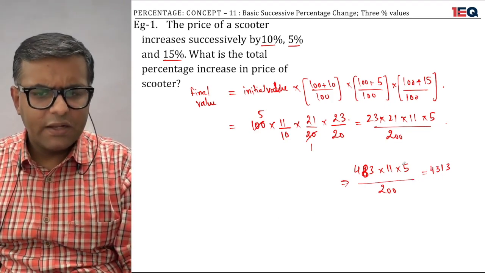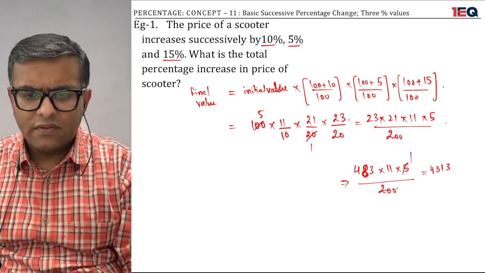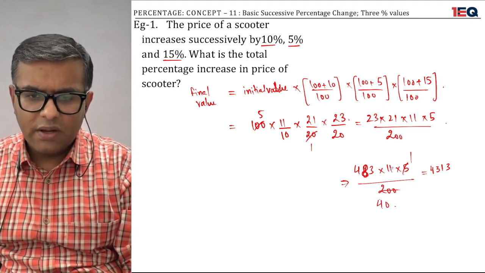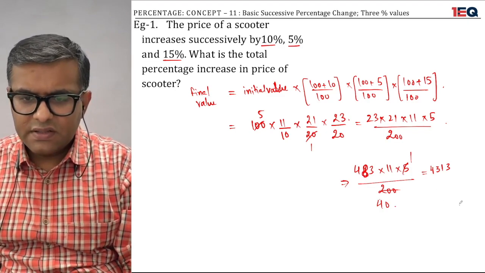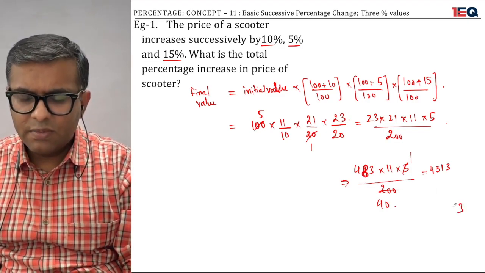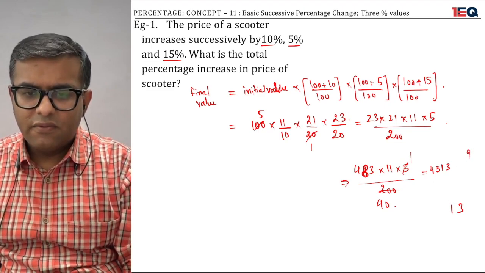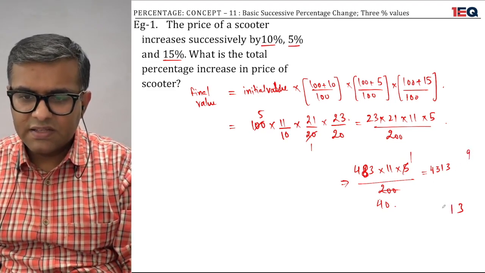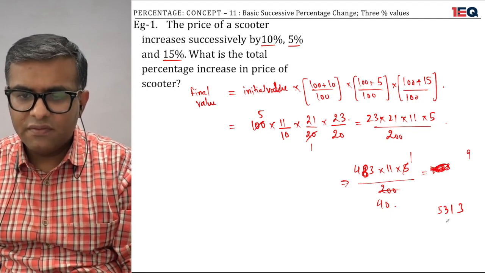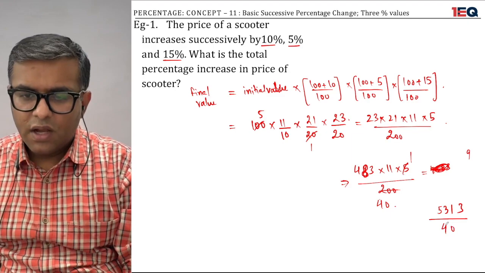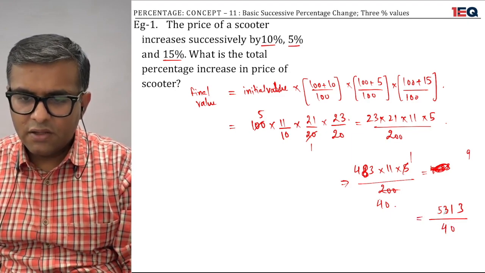Maybe I'm making a small calculation mistake. I'll just try to solve it here first. 4 ones are 4, 5 ones are 5, 5 fours are 20. Let it be this. Now I am just concerned about this. 11 threes are 33, 11 eights are 88, 88 plus 3 would be 91, 9 would go in the carry, 11 fours are 44, 44 plus 9 is 53. It's 5313. Okay, it's not this, it is 5313. 5313 divided by 40. I'm going to use 4 directly here.